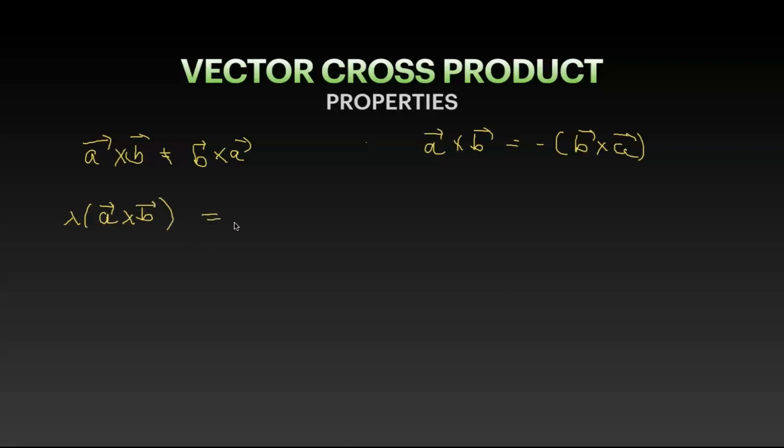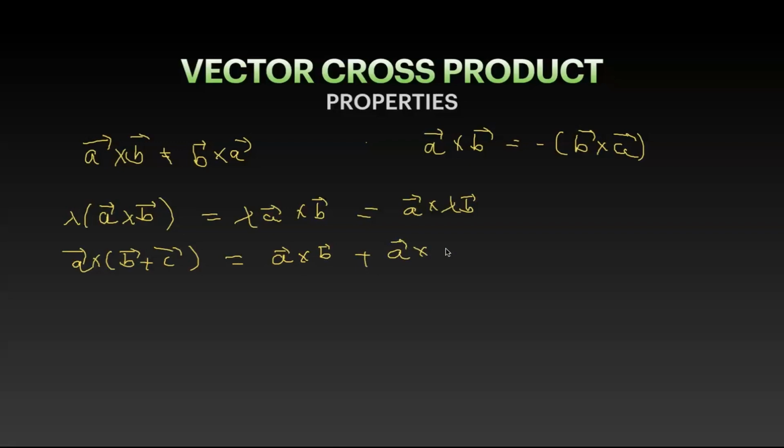This you can write it as lambda A cross B. So you can write it as A cross lambda. Assume you have A cross B plus C. How can you write this? You can write it as A cross B plus A cross C. These are all general properties.